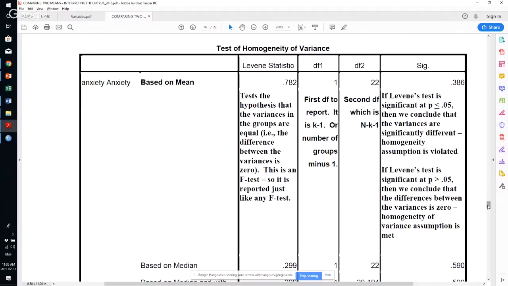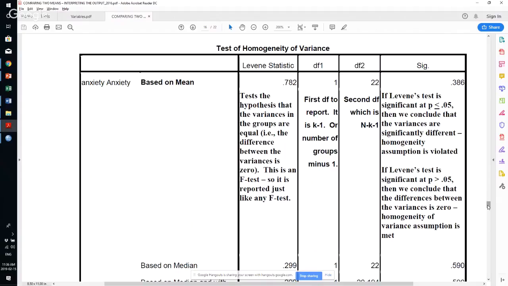So we get our degrees of freedom. It's k minus 1, where k is the number of groups. We have 2 groups, so 2 minus 1 is 1. The second is 22. That's because we have n minus k, so we have 24 people minus 2 groups, which gives us 22.